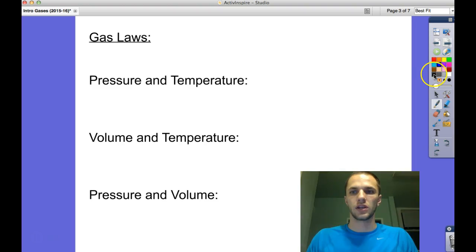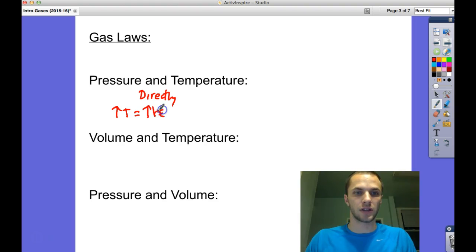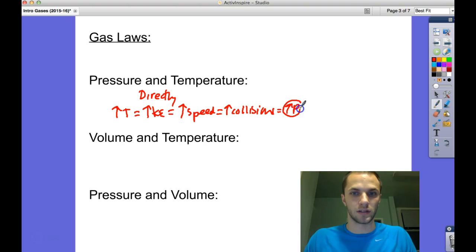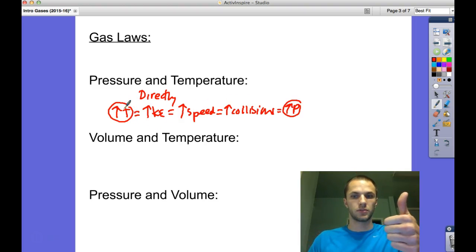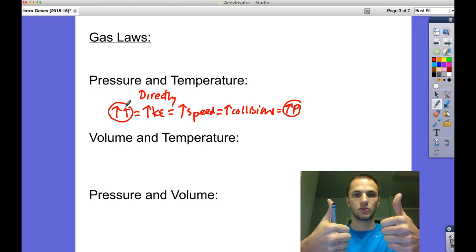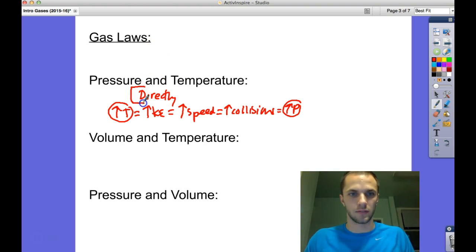The first one is for pressure and temperature. Pressure and temperature are directly related. The reason for this is if you increase the temperature of a gas, you make those molecules move around faster. They have greater kinetic energy. KE stands for kinetic energy, which essentially means their velocity, how fast they're moving. If they're moving faster, that's going to increase the number of collisions, which is going to ultimately increase pressure. So if temperature goes up, pressure goes up. Since they're moving in the same direction, they are directly related.